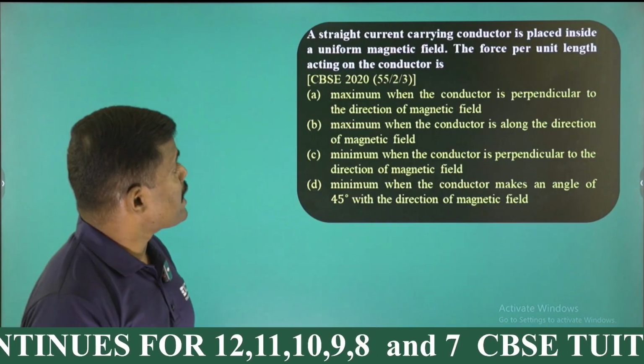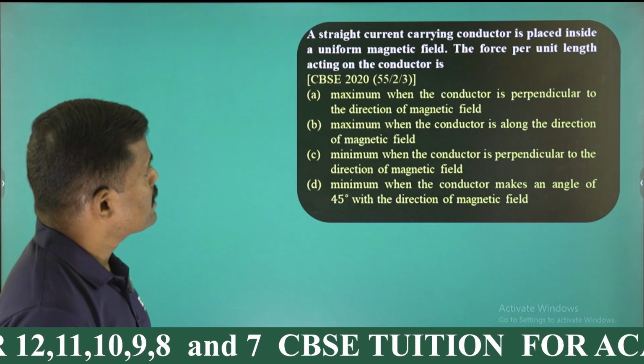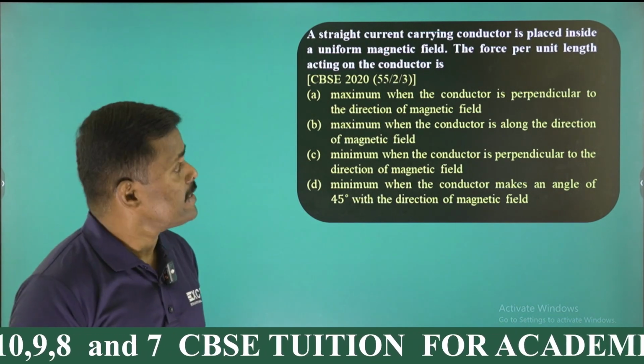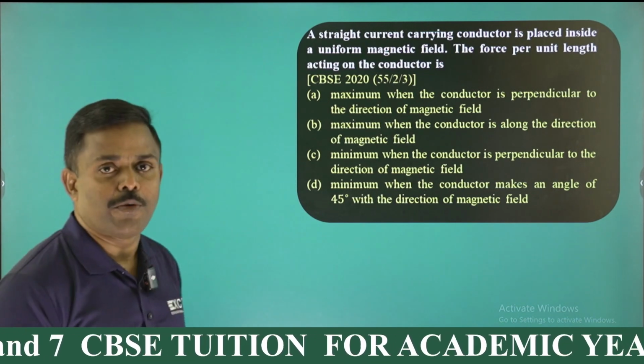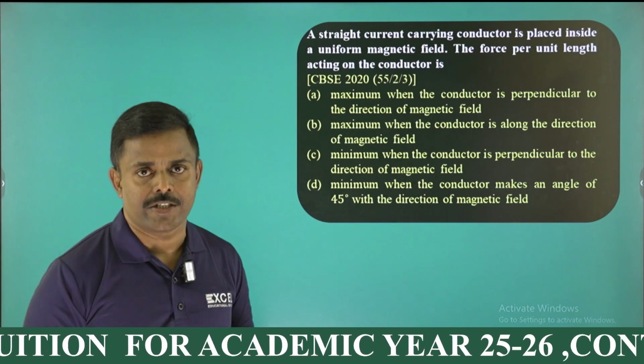Okay, a straight conductor. Next question. A straight current carrying conductor is placed inside a uniform magnetic field. The force per length acting on the conductor is.